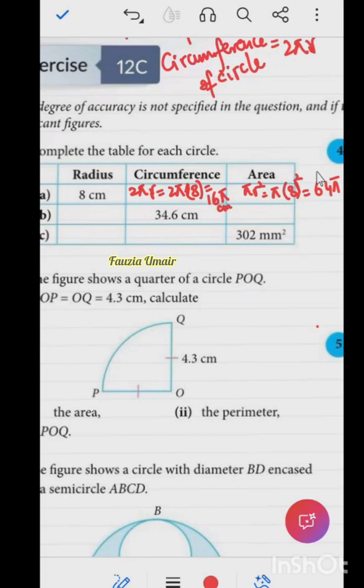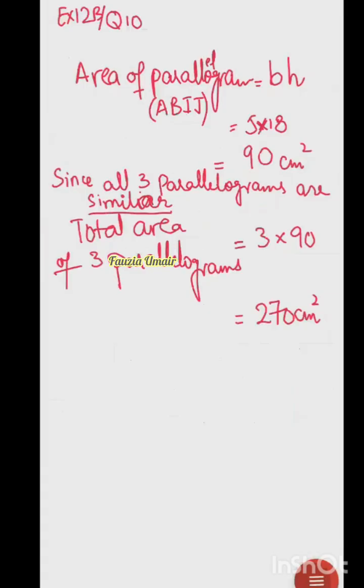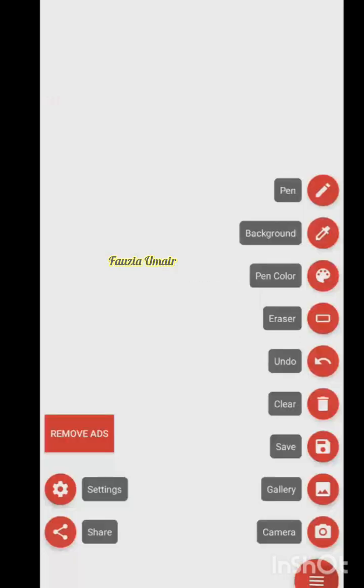So probably in the second question, we need to solve it accordingly. But in the first question, we can easily solve by keeping the answer in pi. So now moving on to the second question. Circumference is 34.6. So I will be doing this question on the whiteboard. So this time, it's exercise 12C, question number 1. So the second part we are doing.